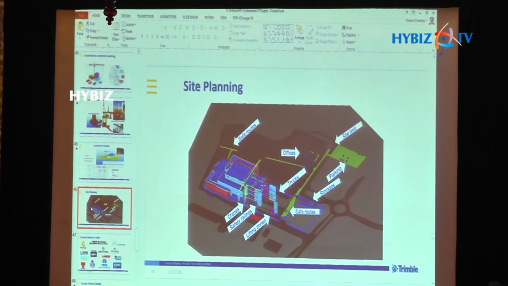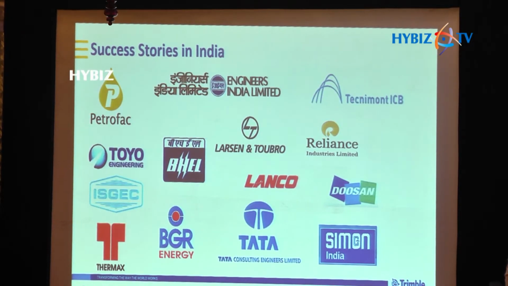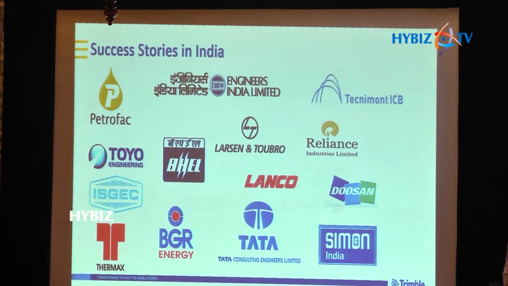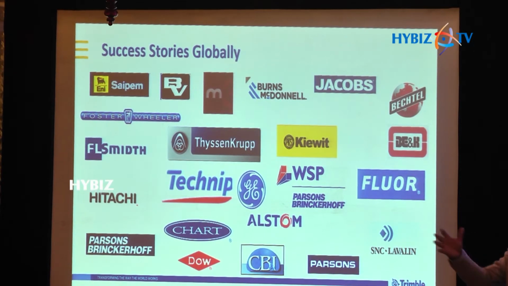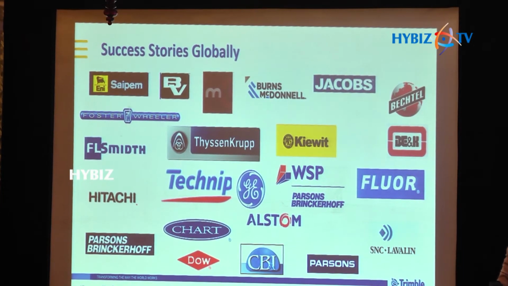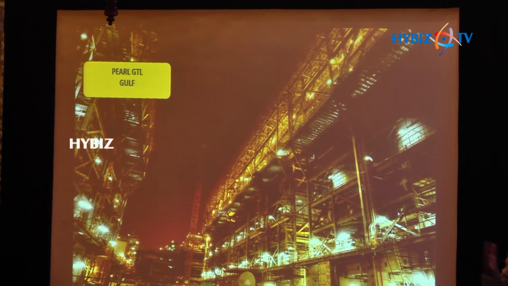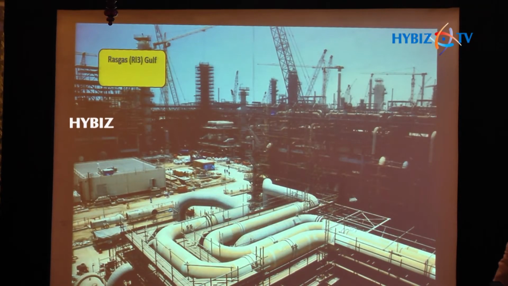Already there are many companies using this, with benefits and success stories in India. You can see the companies over here, starting from Petrofac, EIL, Technimont ICP, BHEL, L&T, Reliance, Tata, and some global success stories. We have a very big list. We just took a few company names over here, starting from Saipem, Parsons, Alstom, WSP, Fluor, and then some of the success stories. You can see here Pearl from Gulf, Rasgas from Gulf.